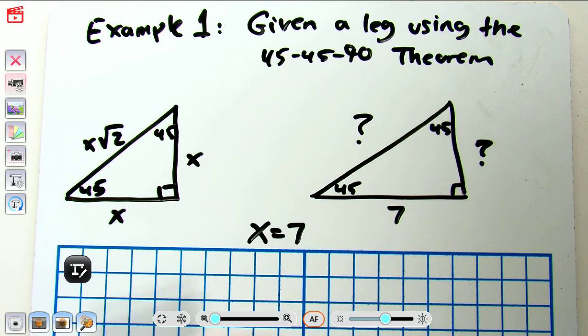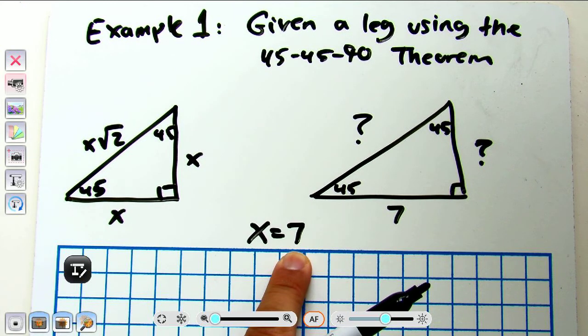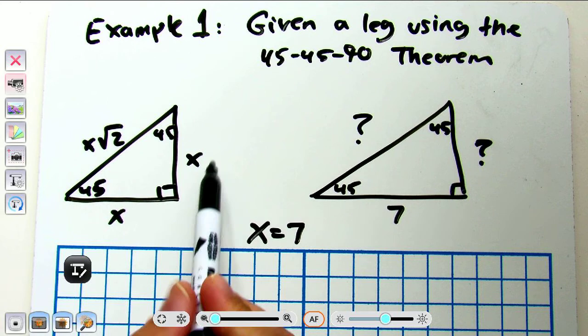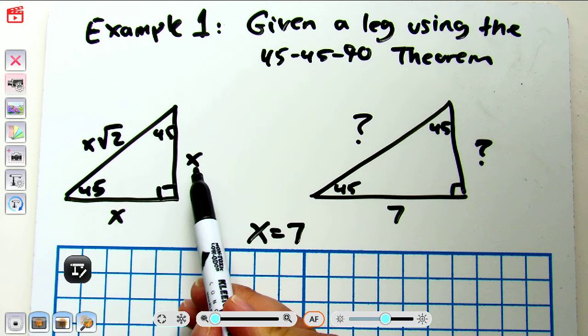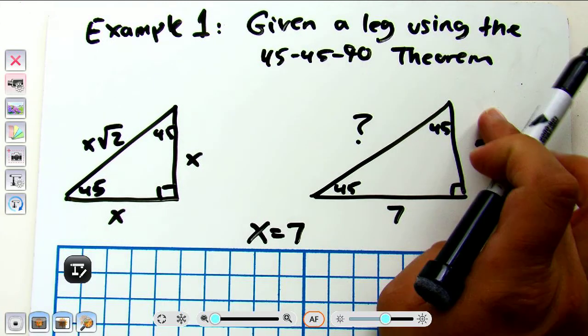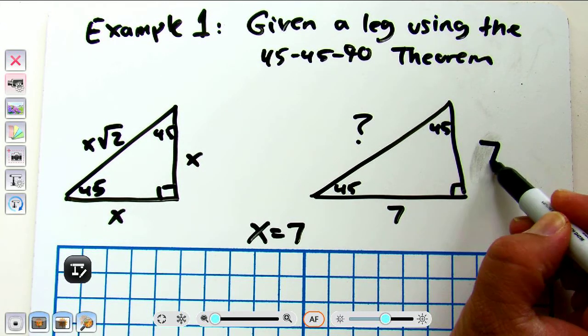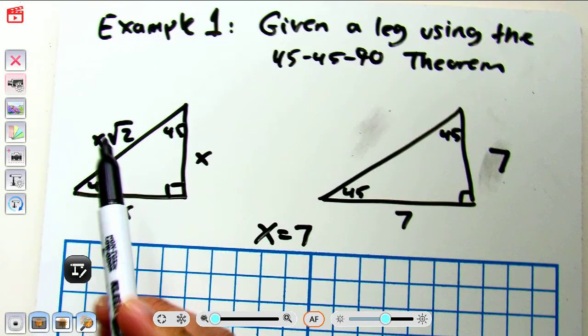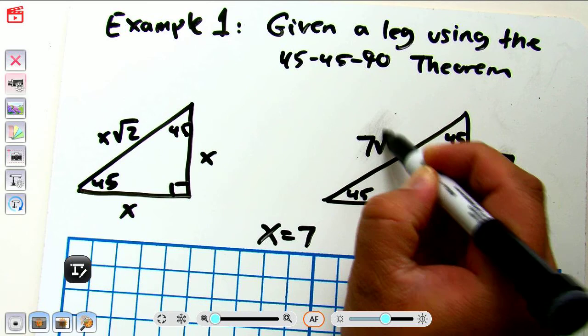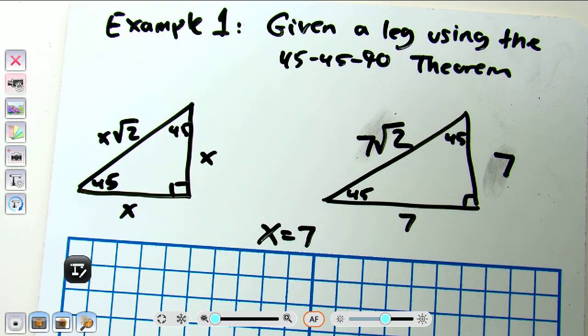Once we know x equals 7, I'm able to use this formula and plug in 7 wherever there's an x. So since this side is also x, this side would be 7. And since this side is x square root 2, this side would be 7 square root 2. So now we have all three sides of a right triangle just by knowing one side, knowing that this is a 45, 45, 90 right triangle.